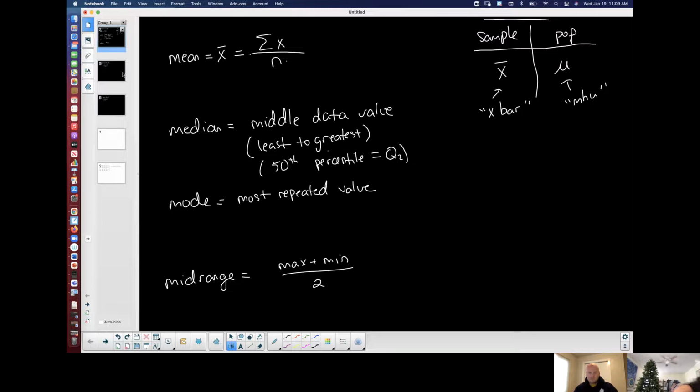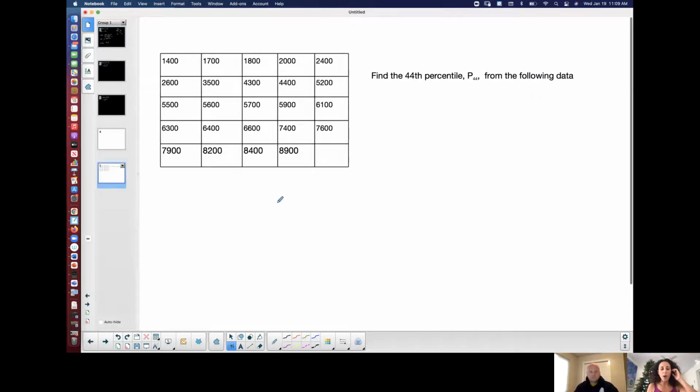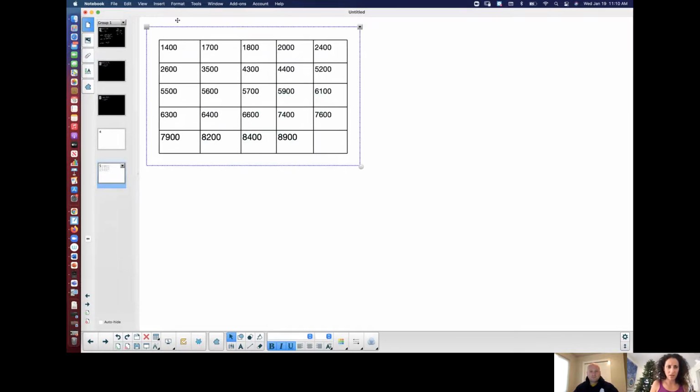And then I'll come back to plug in my computer. And then I'll come back to measures of variation next. I'm probably going to use this data set for everything, so let's just use it. This is from the homework. I think they asked for a percentile, but I'm just going to use it for everything.